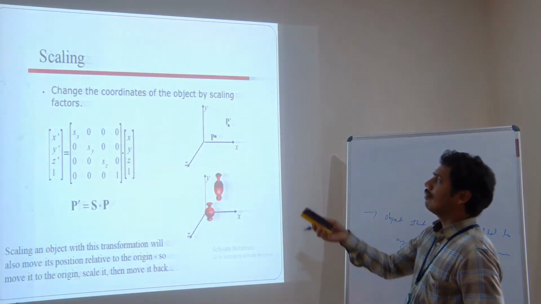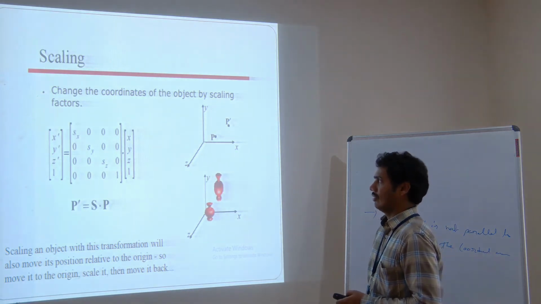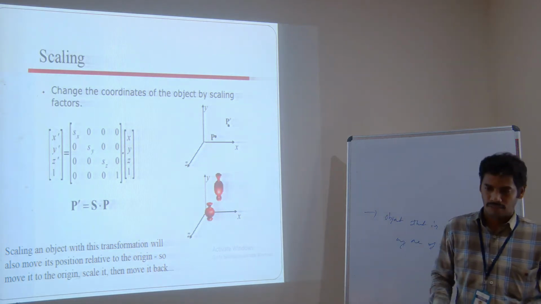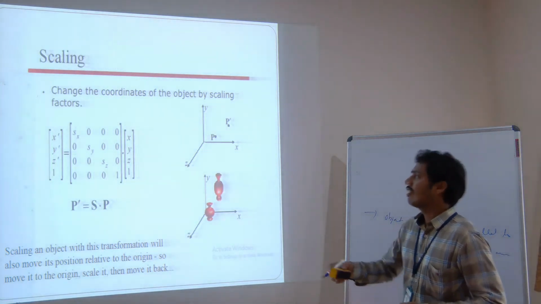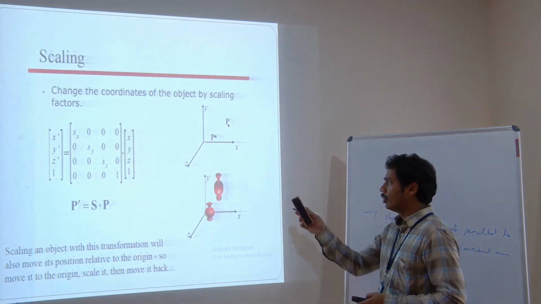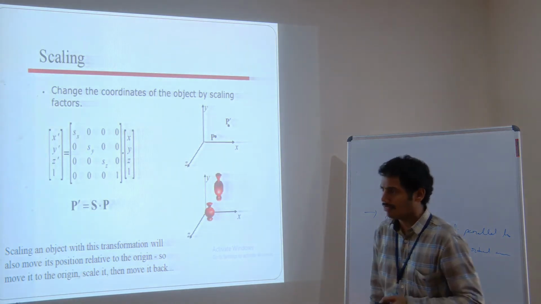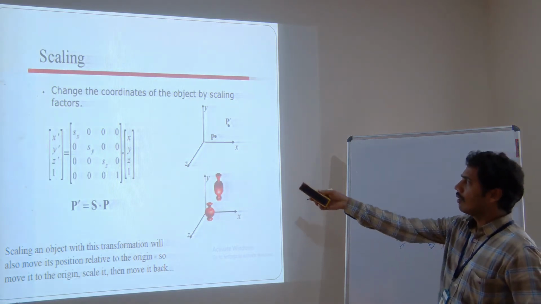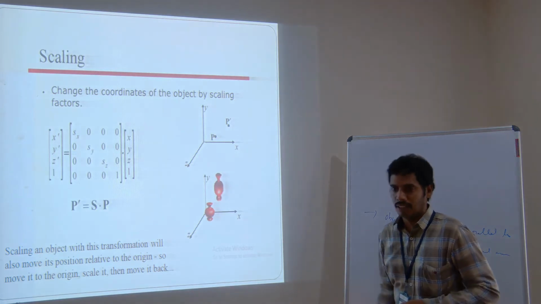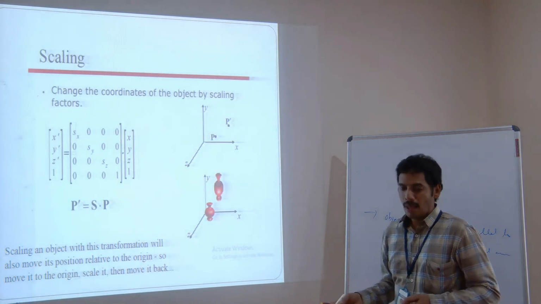If I consider the 4 by 4 matrix, x dash, y dash, z dash, 1 equals the matrix with sx, sy and sz, which are called the scaling factors. The matrix is sx 0 0 0, 0 sy 0 0, 0 0 sz 0, 0 0 0 1, and I multiply it with x, y, z, 1, the original point, to get the scaled point. This is the method needed to scale a particular object.